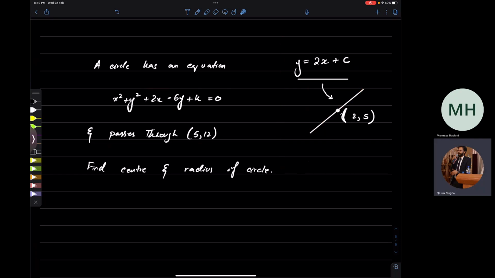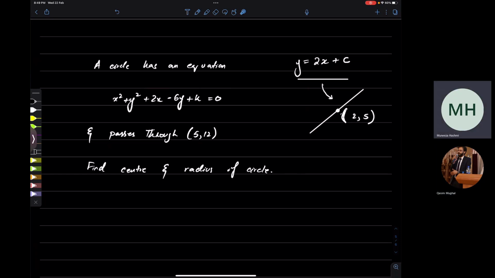Now, for example, I tell you that this is the line and it has this equation y equals to 2x plus c. You don't know the value of c, but if I ask you to work out the value of c, having said that the line passes through 2 and 5, how would you work out the value of c then? We can place the 2 and 5 in the equation, like 5 equals to 2 times 2 plus c, and then we can work out the value of c.